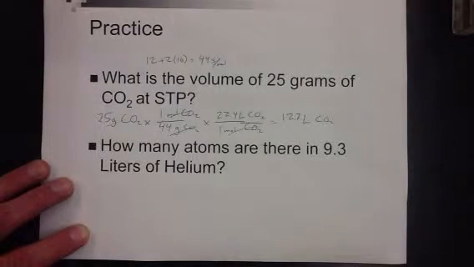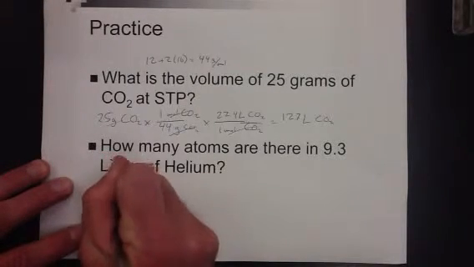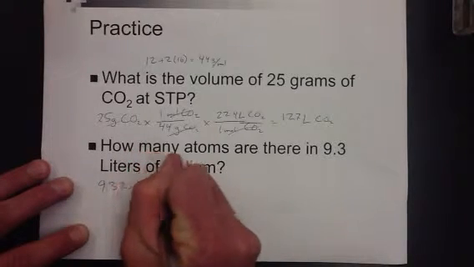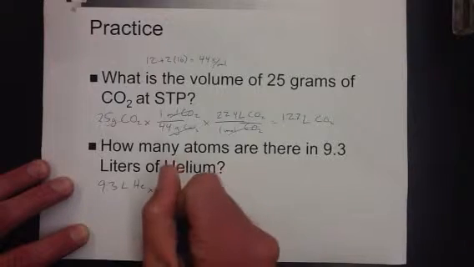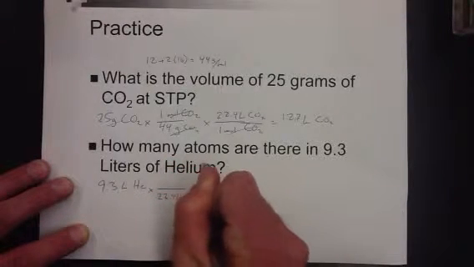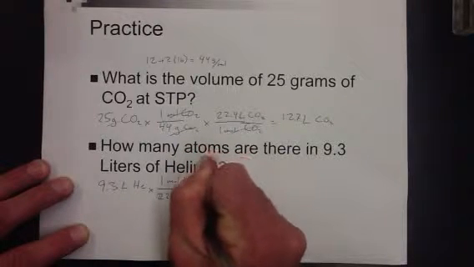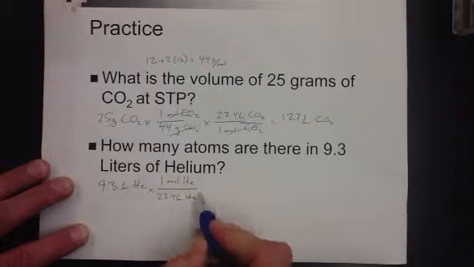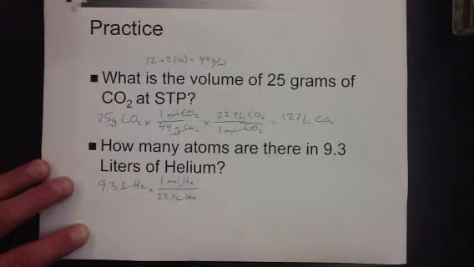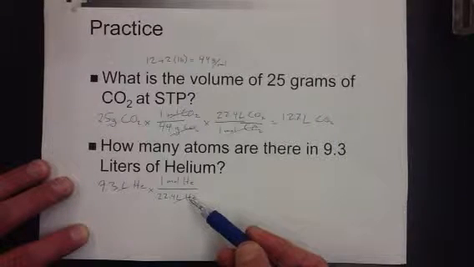Second example here is starting with liters and asking how many atoms. So it'll be 9.3 liters of helium. And we're first going to convert that into moles. So 22.4 liters of helium for every 1 mole of helium. This time the 22.4 liters went on the bottom because we want liters to cancel out. We want to convert into moles. So the units we want go on top. The units that we have and that we want to have canceled out go on the bottom.